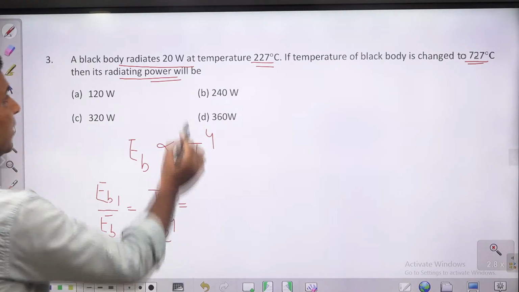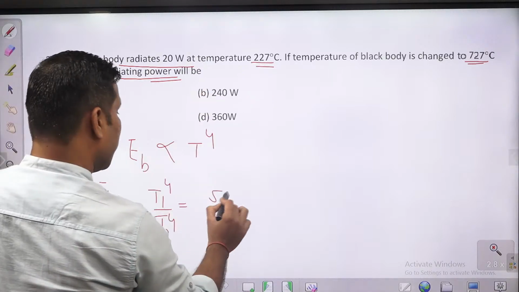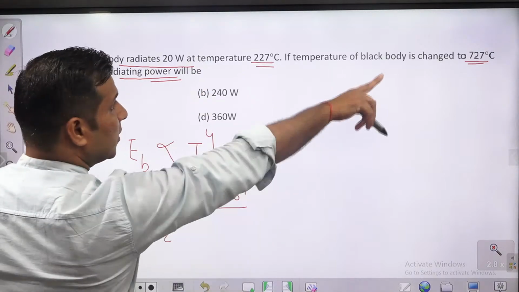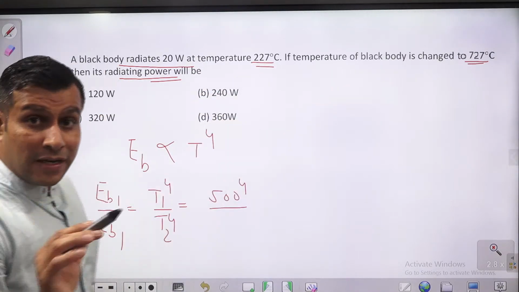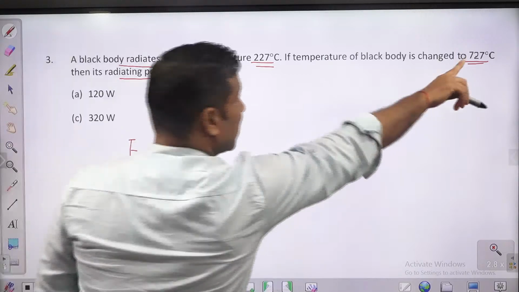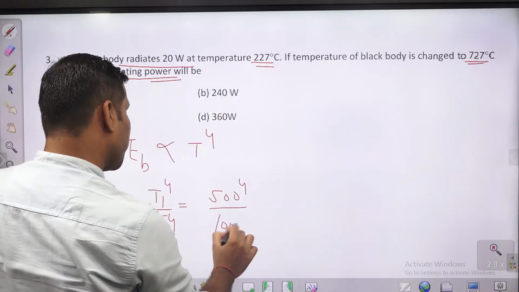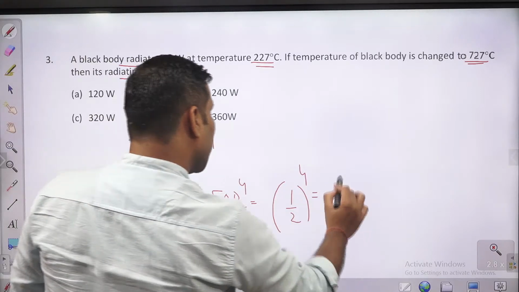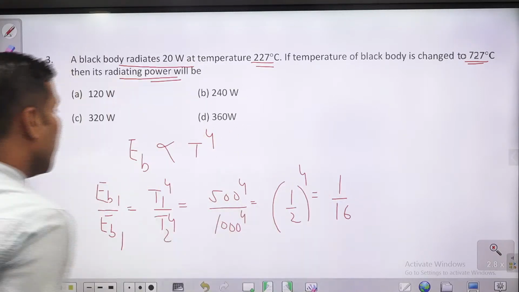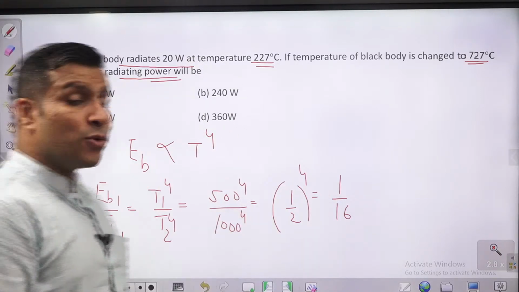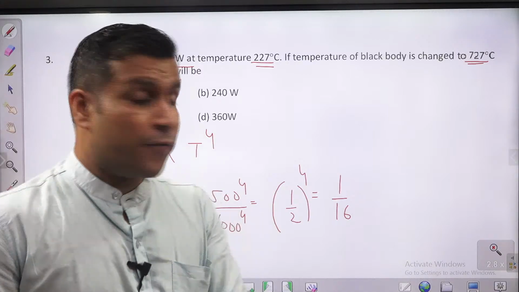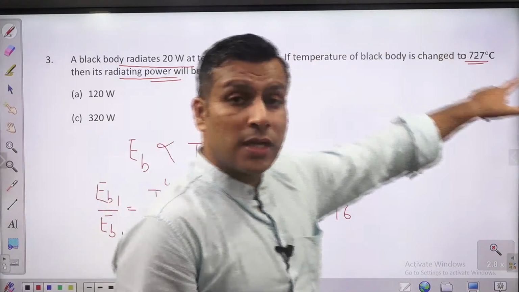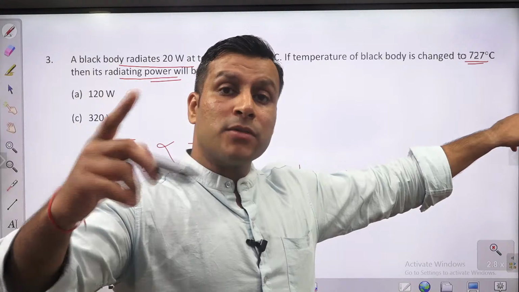So how much is T1? T1 is 500 की power 4. T2 is what? Because you need to take the temperature in Kelvin, absolute temperature. How much is this, guys? This is 1000 की power 4. Solving this, what will you get? You will get 1 by 2 की power 4. So this is nothing but 1 by 16. Okay. So hemispherical emissive power is going to increase by 16 times. If you are increasing the temperature from this to this, the hemispherical emissive power becomes 16 times.